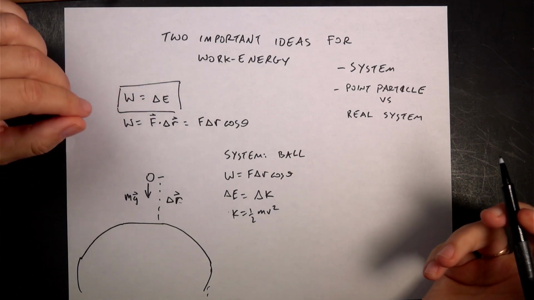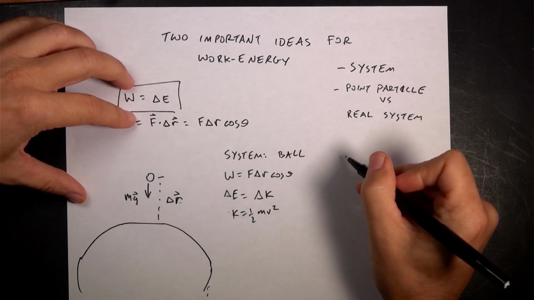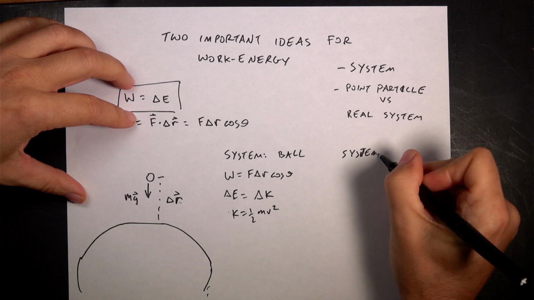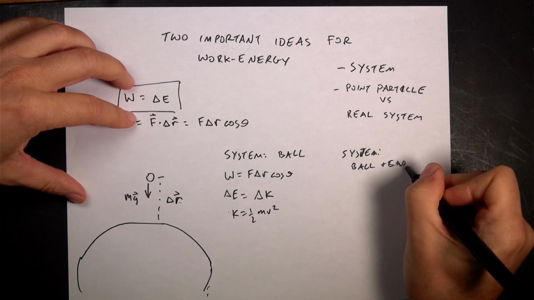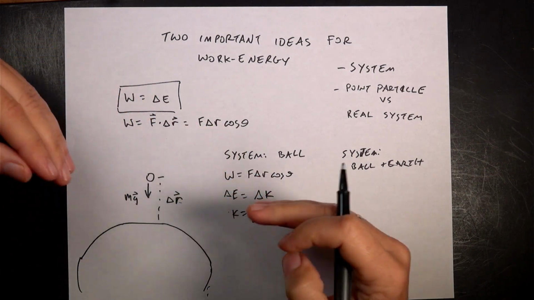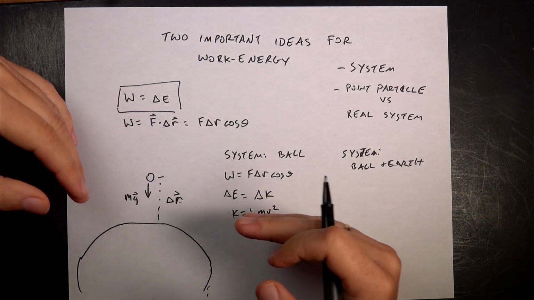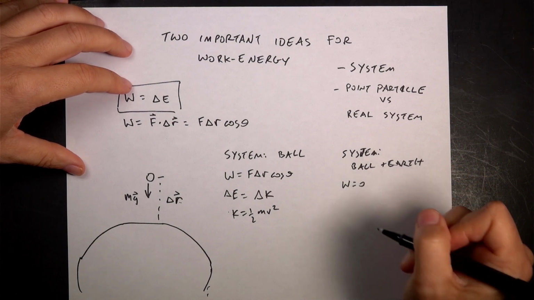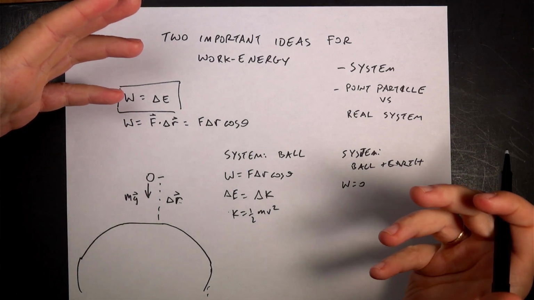Now, what if I choose the ball and the Earth as a system? Ball plus the Earth. In that case, for this whole system, there's nothing adding energy or taking energy away from the system, because it's not interacting with anything outside of it. So in this case, the work would be 0. But the same thing happens. The ball still speeds up. I still have to compensate for that ball speeding up.